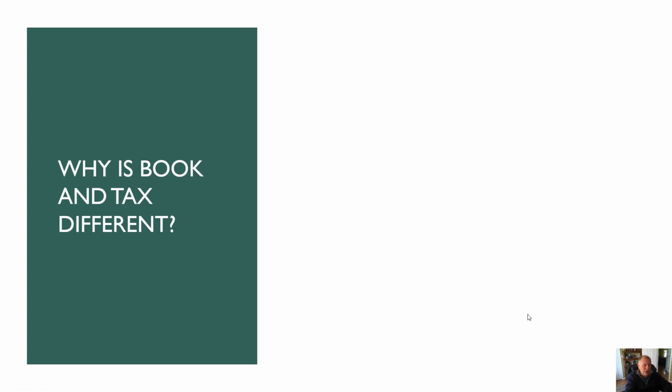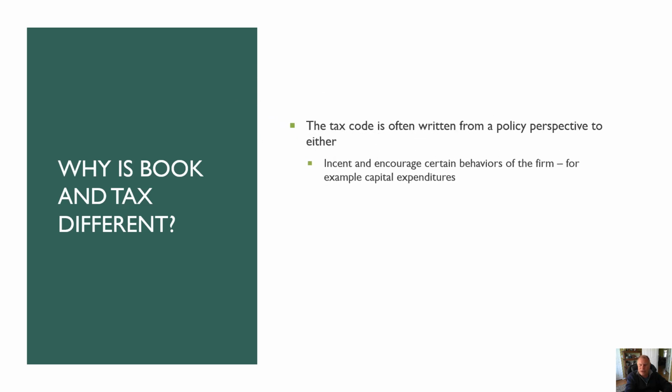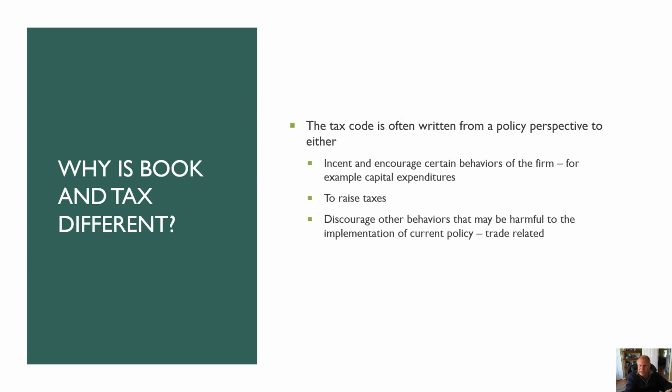And going back to review that, why is there a book tax difference? The tax code is written from a policy perspective to get people to engage in capital expenditures or do something else. Other times it's to raise taxes or to discourage behaviors. It's not intended in any way to reflect economic reality of matching income and expense, which is the basis of accounting as we know it today.